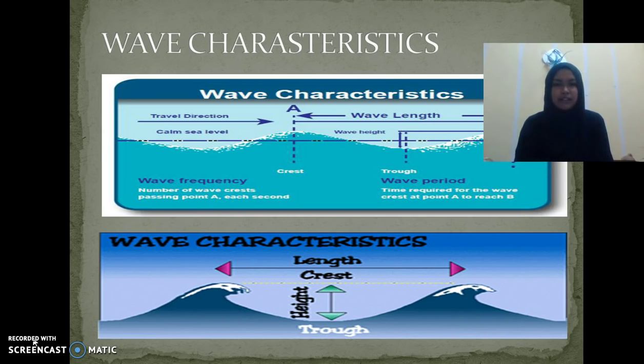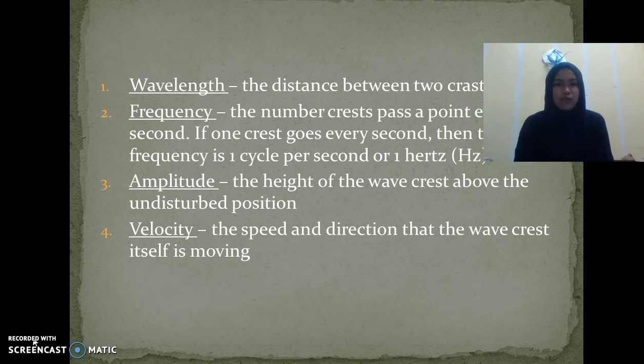Wave characteristics. Wavelength means the distance between two crests. Frequency is the number of crests that pass a point every second. If one crest goes by every second, then the frequency is 1 cycle per second, or 1 Hz. Amplitude is the height of the wave crest above the undisturbed position. Fourth, velocity is the speed and direction that the wave crest itself is moving.